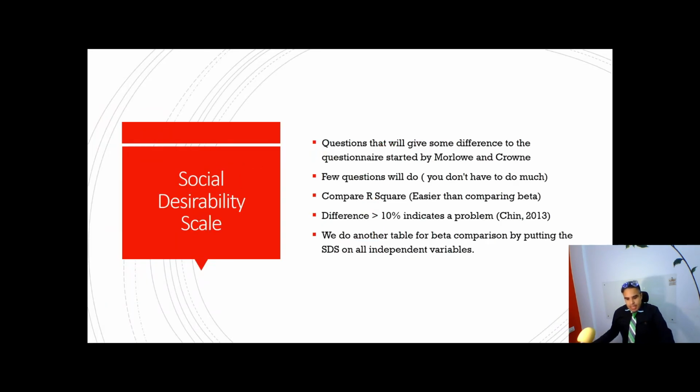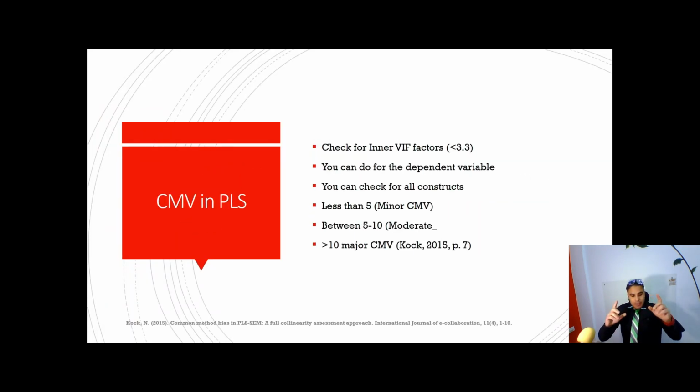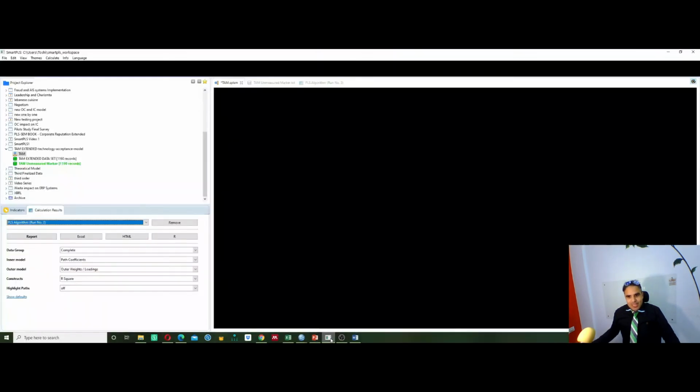Okay. Beta coefficient. And so one method that's left has to do with SmartPLS itself. This is checking for the inner VIF factors. I have recently read an article by Kock 2015. It actually uses SmartPLS to check for VIF factors. But what we got to do here in SmartPLS, we have to go back to SmartPLS here.